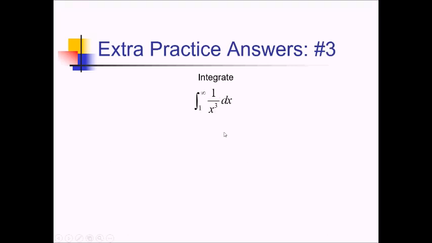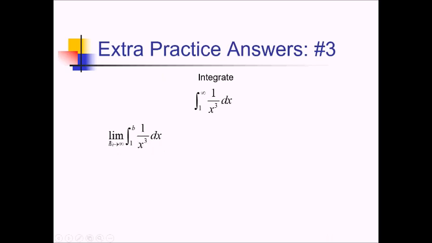For this problem, I'm trying to take the integral from 1 to infinity of 1 over x cubed. I'm going to rewrite this using a limit since it's an improper integral. So let me rewrite this as limit as b approaches infinity, integral from 1 to b of 1 over x cubed dx. Now that I've done that, I can just go ahead and take the antiderivative and evaluate it as normal until the very end.